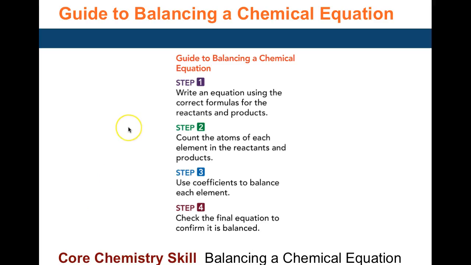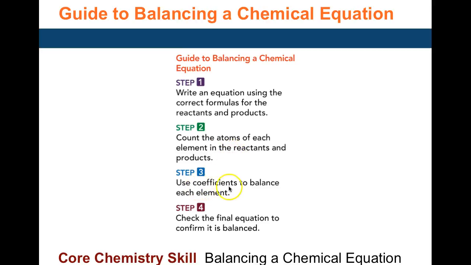All right, so first start by writing correct formulas. This is why the knowledge that you gained from the previous chapter is important here. You need to know how to write the correct formulas for the reactants and products, and then you count up the atoms on each side, and make sure that they're balanced.